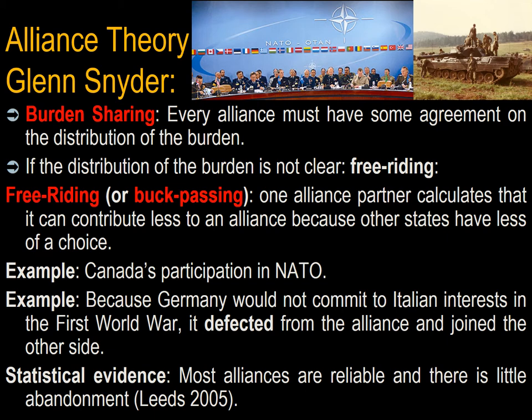If you don't specify the distribution of the burden, you could get a dysfunction called free riding, also called buck passing. Free riding or buck passing in an alliance occurs when one alliance partner calculates it can contribute less to an alliance because other states have less of a choice. The country I'm thinking about here, of course, is Canada, which has consistently provided relatively little to NATO's defense starting in the late 1960s, knowing that the United States and Germany simply couldn't reduce their contributions.